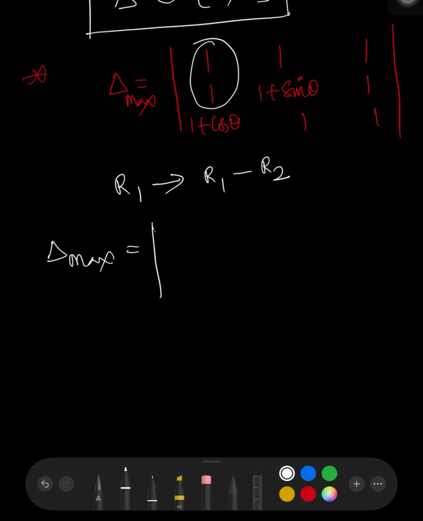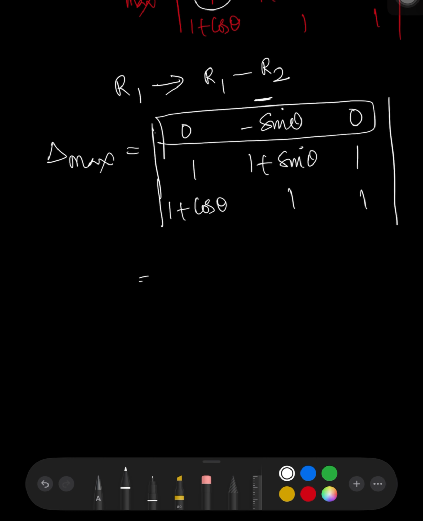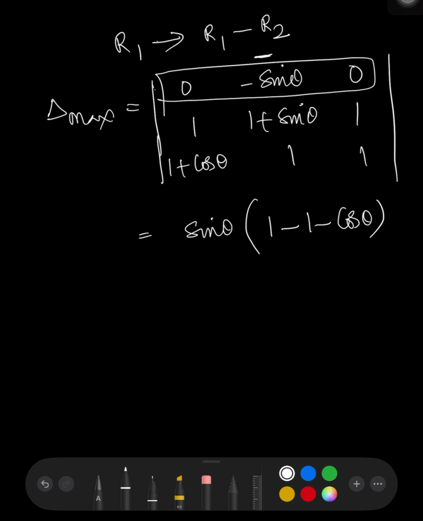Here this will become 0, this will become minus sin theta, this will become 0, and the other rows, 1, 1 plus sin theta, 1 and 1 plus cos theta, 1, 1, have no change. Now I can choose the first row to do the determinant operation, and anyway this sign will again be minus, so minus of minus plus, and what you get here is sin theta into 1 minus 1 minus cos theta. Minus 1 plus 1 gets cancelled, so we get minus sin theta cos theta, that is the delta value.